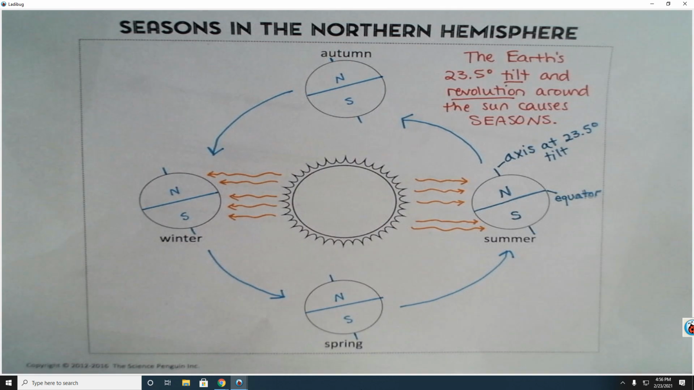Okay, so I'm going to try to do some videos of an activity that we're going to do with a globe, and I'll give you some pointers of how you can do it at home, even if you have a beach ball or just a basketball or something laying around. I'll give you some pointers of how you can do it at home as well.